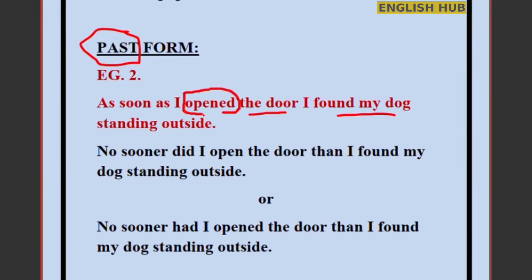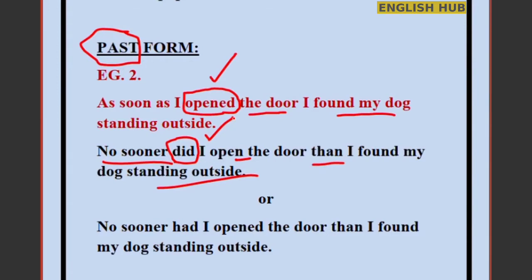Now how will you change the same sentence starting with no sooner when this is written in the past? The first one was in the present form, this one is in the past form. How will you change this? So in the past form, the helping verb is going to be did. Okay, you need to use the helping verb did. So no sooner did I open the door than, again see, in all no sooner sentences, after the first part of the sentence is done, you write than and then you write the second part. Then I found my dog standing outside. This one is clear. So we use the helping verb did over here in case of the past forms.